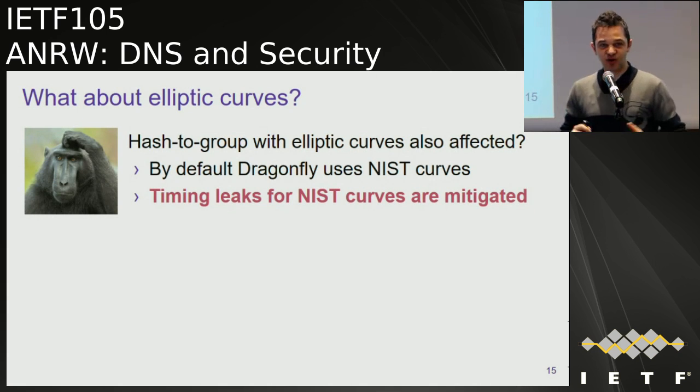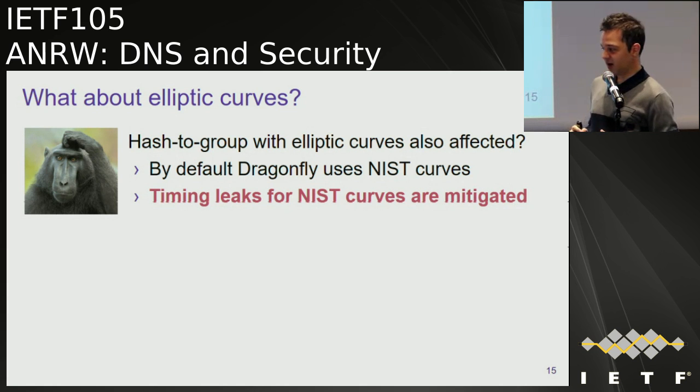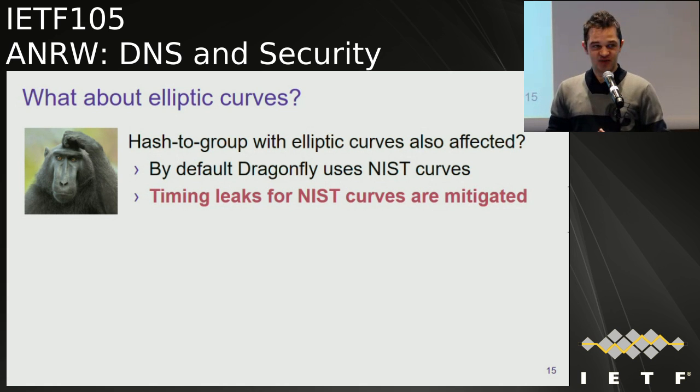So I now covered the case when we used MODP groups, but Dragonfly also supports elliptic curves. So the question is, are they affected as well? Luckily, if we at least use NIST curves, then Dragonfly is not affected, because in that case, they essentially listened to the warnings of the IETF and the CFRG mailing list people, and they included some defenses against it.